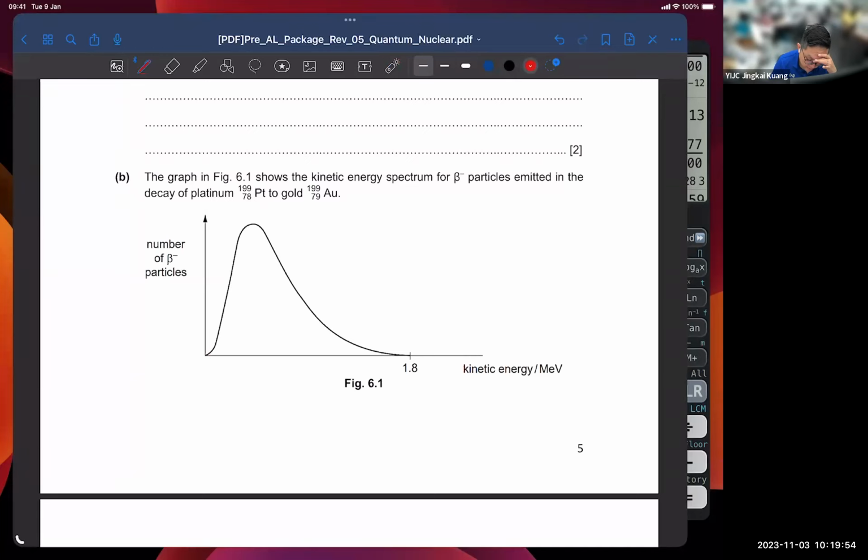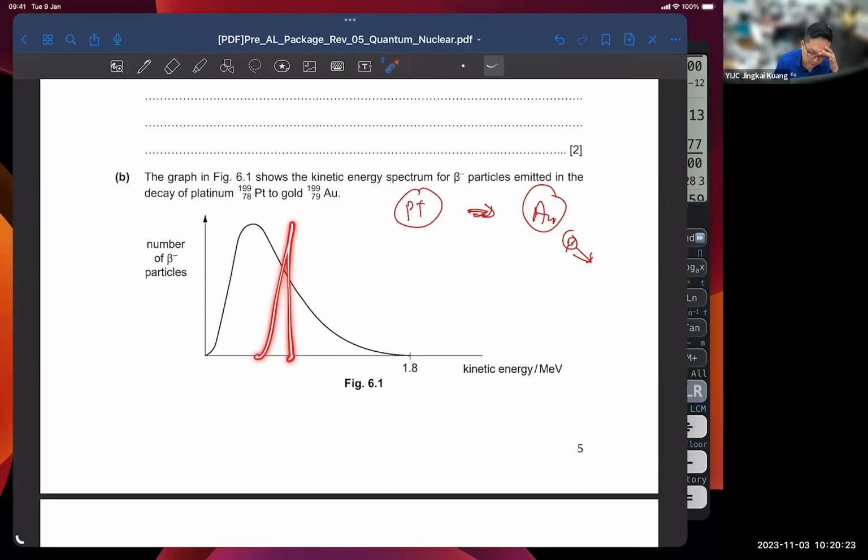Remember, you start off with platinum, then it leads to gold, and then you have a beta particle shooting out. So when this beta comes out, in theory this reaction should always give you the same value in terms of energy. The beta particle energy should always be the same value. It should not have a range of values.